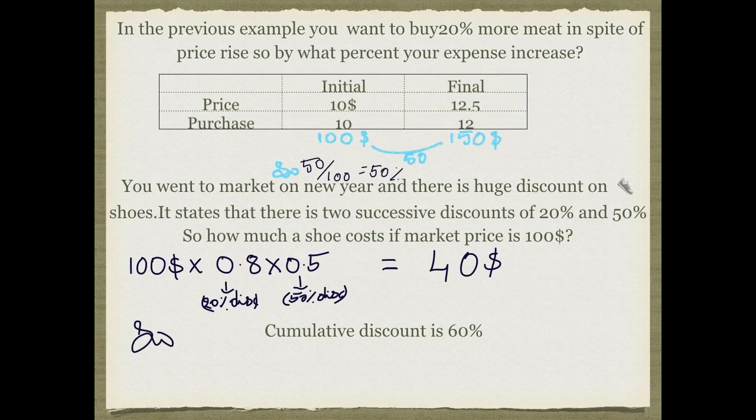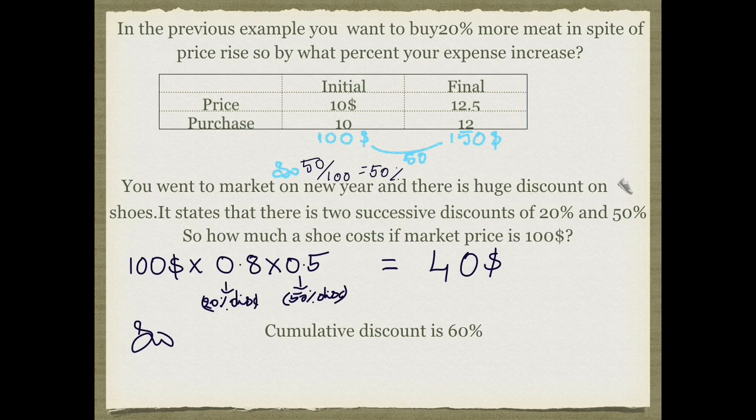Say in the previous example, we want to buy 20% more meat in spite of the price rise. So by what percent does your expense increase? Just observe the below table. Price $10 initially, and there is an increase of 25%, so $12.5. Initially you thought of purchasing 10, but you increased your consumption by 20%, so 12. So what is the cumulative effect on expenses? It can't be 25% plus 20%. You should be careful in case of cumulative.